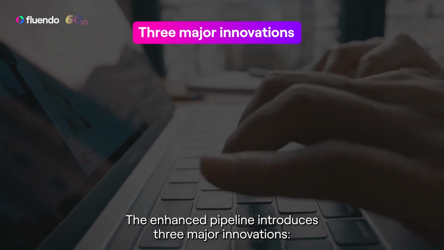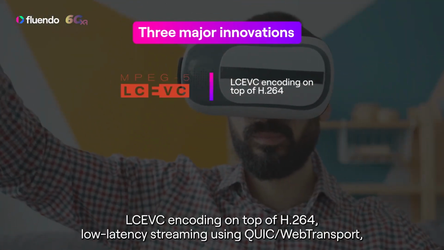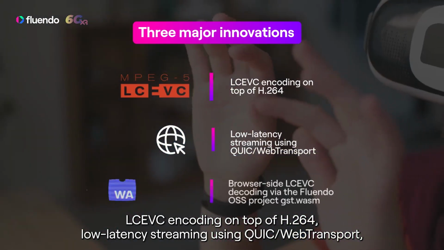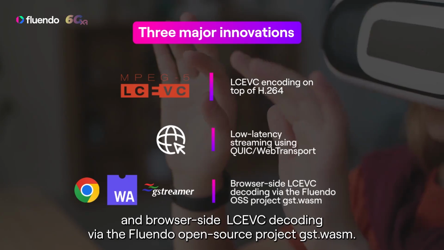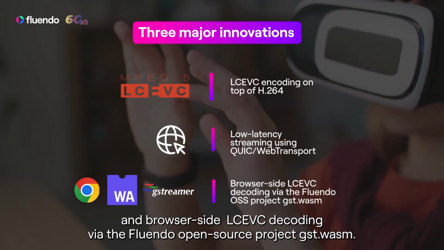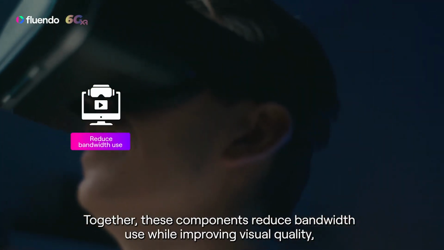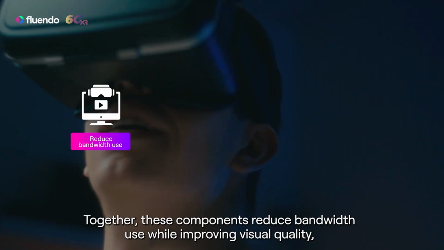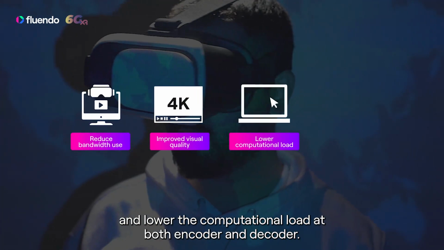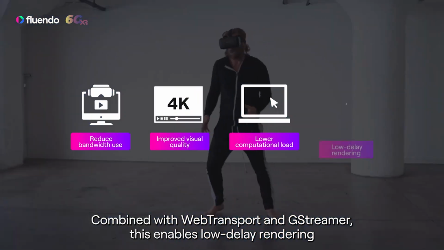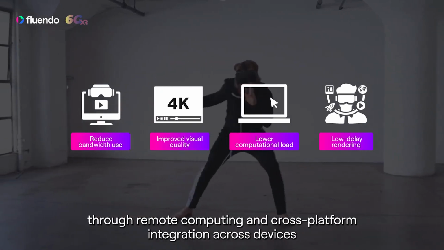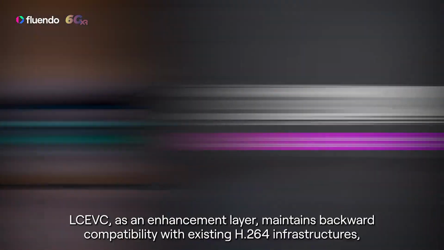The enhanced pipeline introduces three major innovations: LCEVC encoding on top of H.264, low-latency streaming using QUIC WebTransport, and browser-side LCEVC decoding via the Fluendo open-source project gst.wasm. Together, these components reduce bandwidth use while improving visual quality and lowering the computational load at both encoder and decoder. Combined with WebTransport and GStreamer, this enables low-delay rendering through remote computing and cross-platform integration across devices.